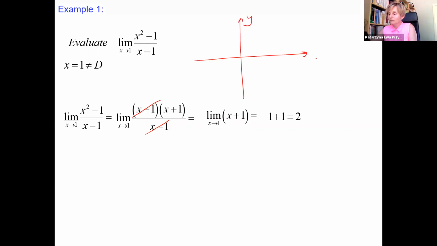The function x plus 1 is a linear function with slope 1 and y-intercept 1. It's like this. However, this function at 1 is not defined, so I'm supposed to have an open circle, and of course, it is at height 2. That's the limit. And this is the graph of this function.